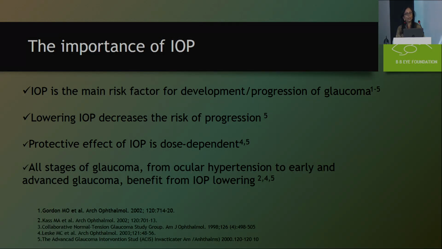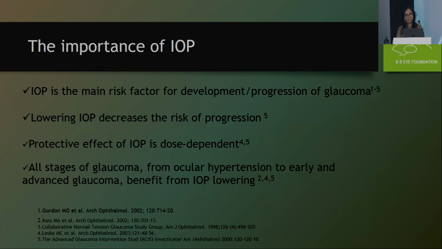The importance of intraocular pressure is that it is the main risk factor for the development and progression of glaucoma. Lowering intraocular pressure decreases the risk of progression. The protective effect of IOP lowering is definitely dose dependent, and all stages of glaucoma, from ocular hypertension to early and advanced glaucoma, benefit from it.